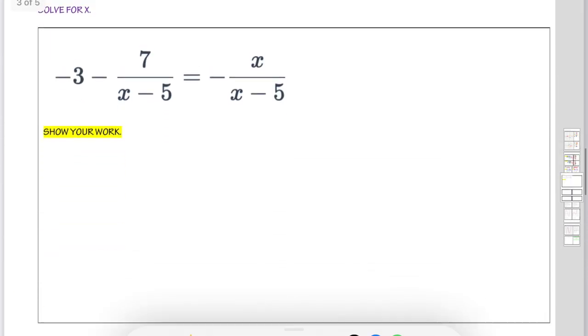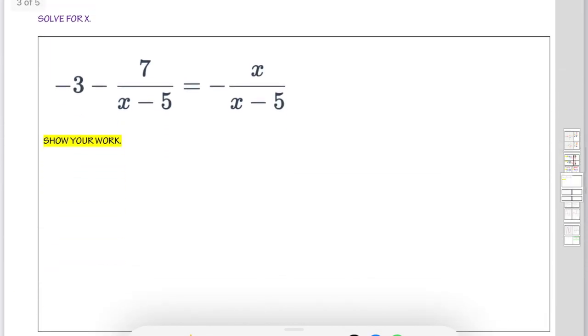All right. We've still got one more. This one's got more terms. So negative 3 minus 7 over x minus 5 equals negative x over x minus 5. So again, I'm going to think about my least common denominator. I can't use cross multiplication here because I have more than just the one rational term on each side. I have that negative 3. If the negative 3 wasn't there, sure, you could cross multiply, but I have another term on the left side, so I can't cross multiply.